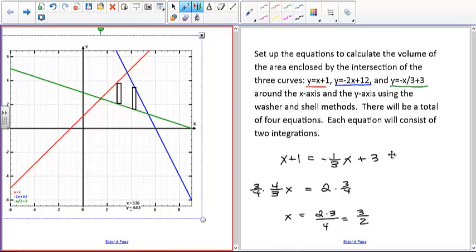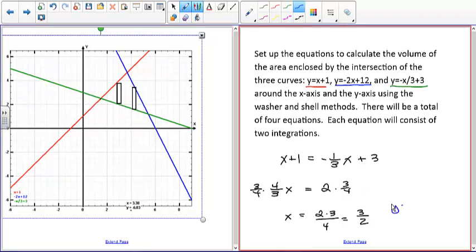We'll ultimately need the y value as well. So for example here, all I have to do is plug this x value back into either one of these equations, which this one looks easier, so I'll do that. So you'll get 3/2 plus 1. So the y value is going to be 5/2. So you see there's 2, there's 3, that's 5/2.